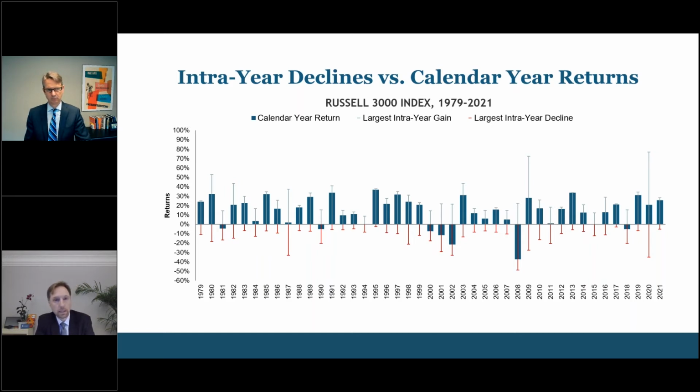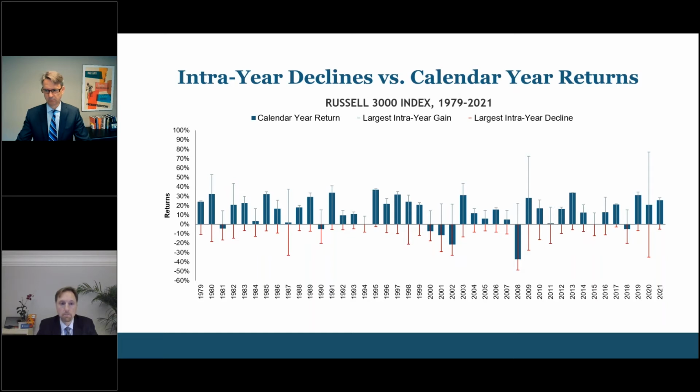We are investing a lot into the stock market. There's a lot of volatility that comes with that. And so this chart, again, shows you that year in and year out, on a calendar year basis, we see that stocks generally are producing positive returns as depicted by the solid blue bars or columns.